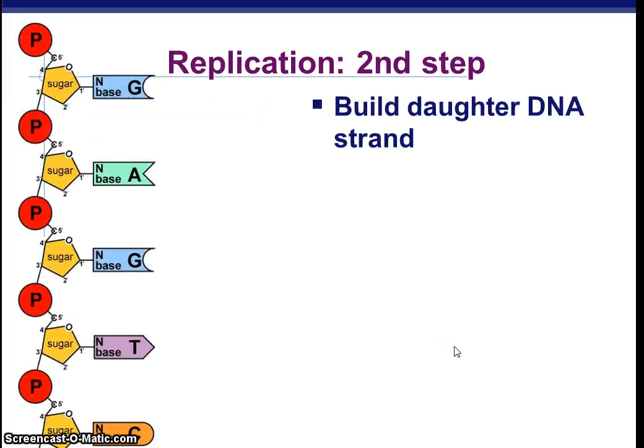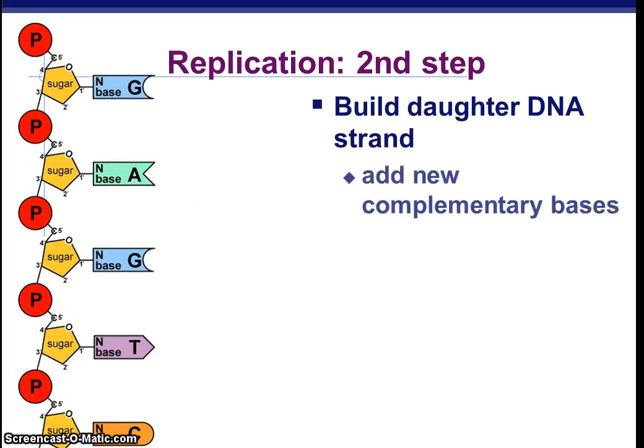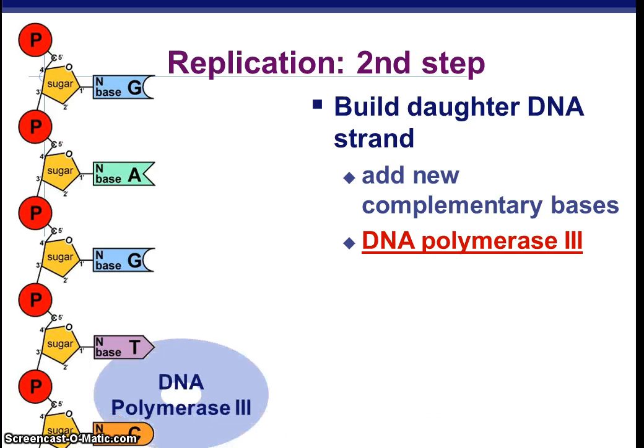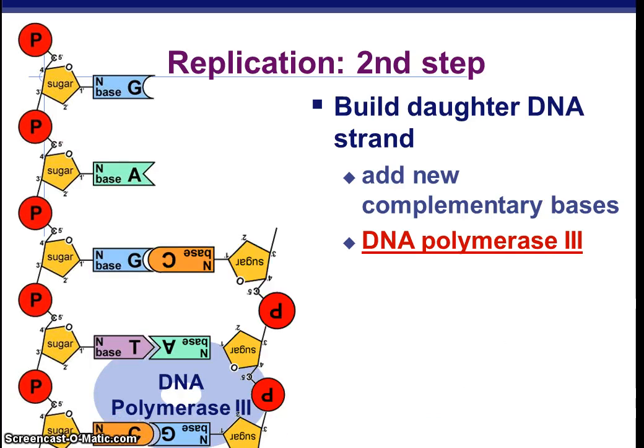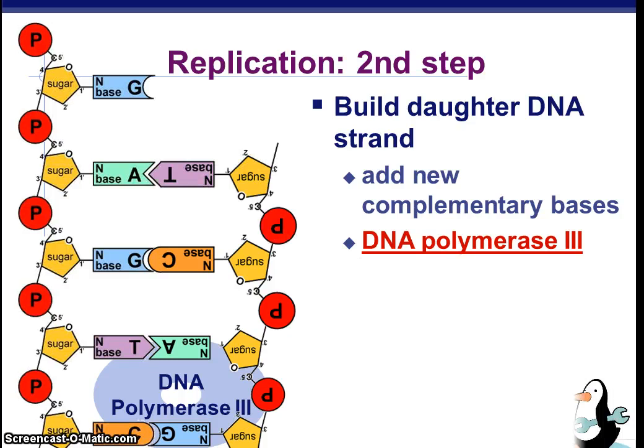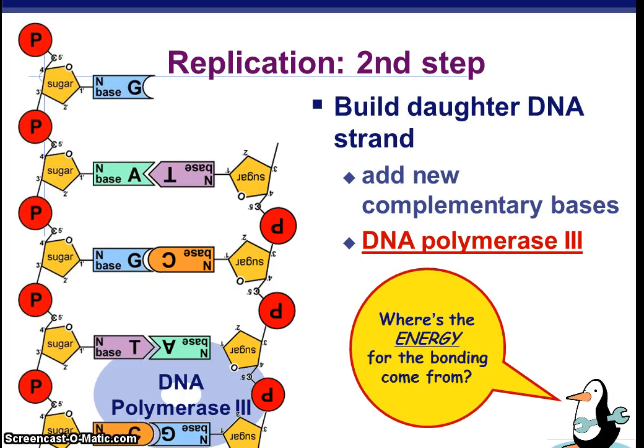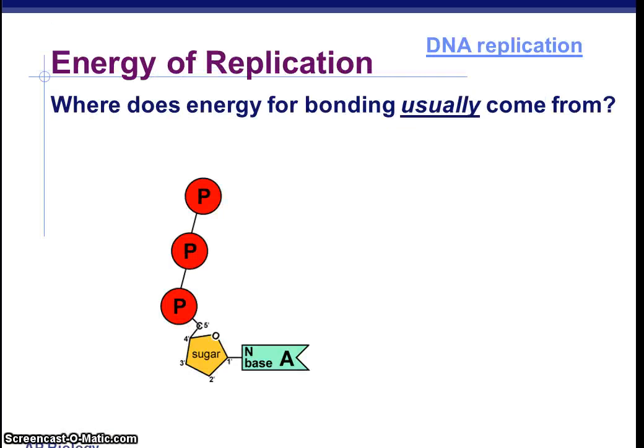So next step, now we're unwound. Now we have to build that new DNA strand. And so we have DNA polymerase, and number 3 is our first one. It's going to come and help us build that new one. So what about energy? It would take energy to do this, right?